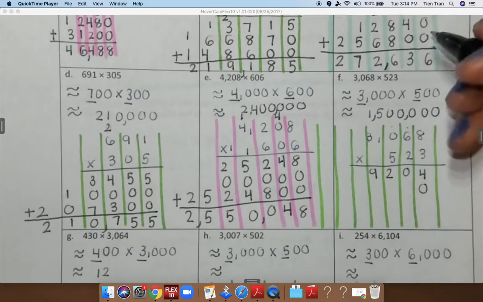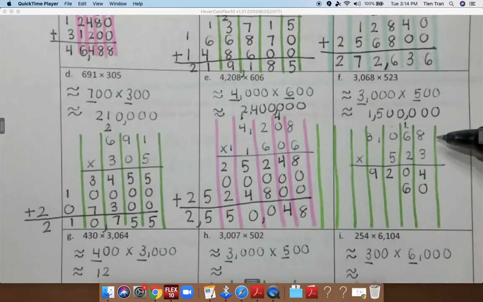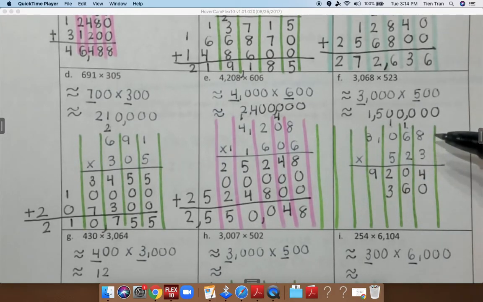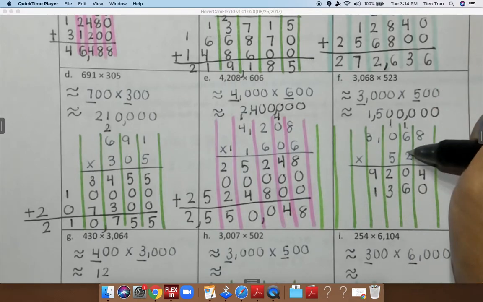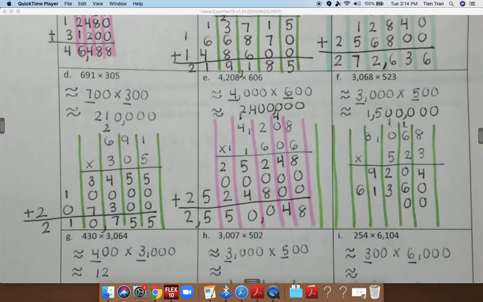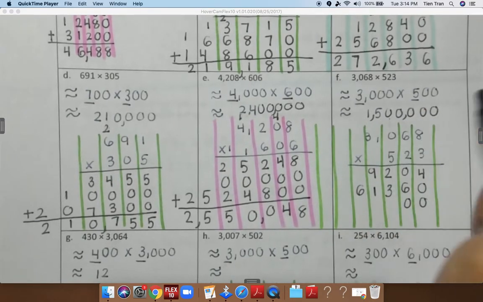In my tens place, I'm multiplying 2 times 8, which is equal to 16. 2 times 6 is 12, plus 1 is 13. 2 times 0 is 0, plus 1 is 1. 2 times 3 is equal to 6. Now I'm going to put 2 zeros because I'm multiplying in the hundreds place. So now I'm going to multiply.